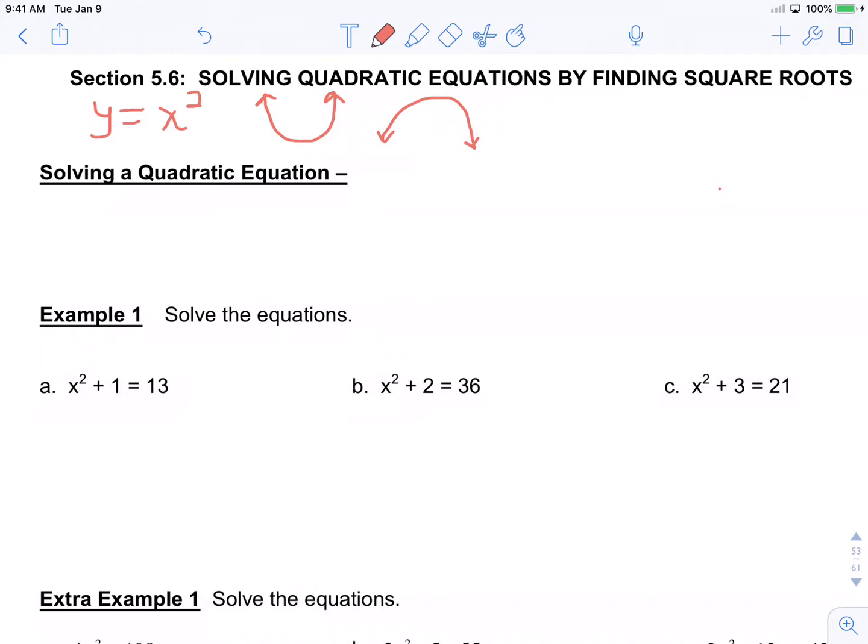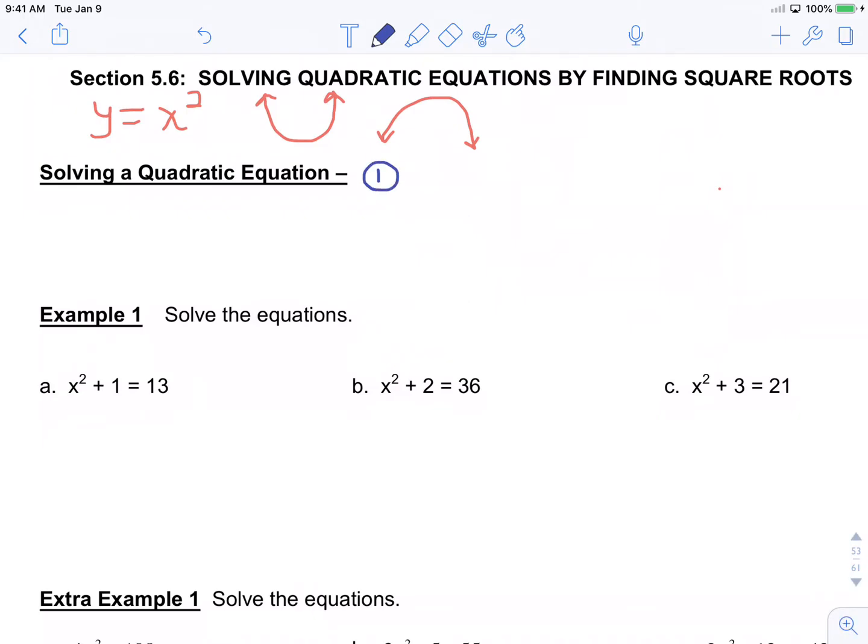So the first thing we have here, it has solving a quadratic equation. And we're not actually going to write a definition here. Instead, we're going to write a couple of steps. So solving equations is something that we did at the beginning of the year, and the goal for solving an equation is to solve for x, or to get the variable by itself.